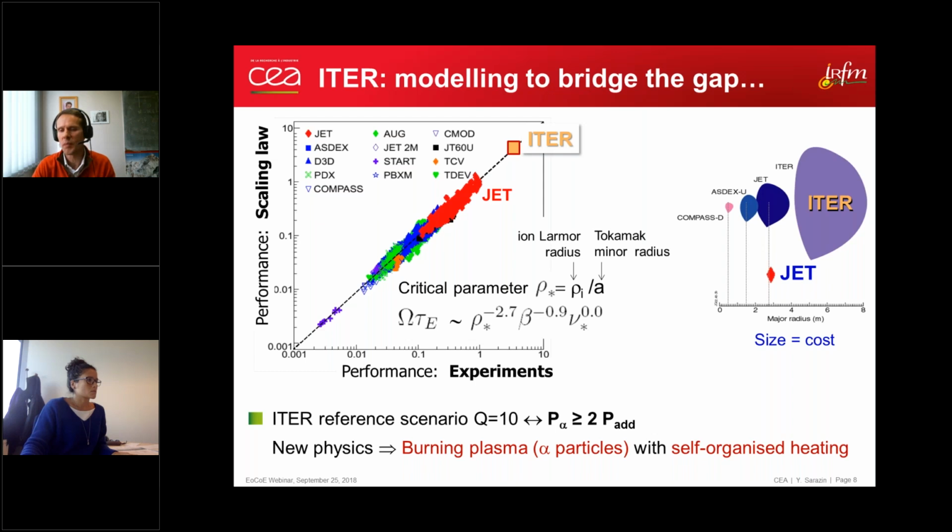From this, you can extract the value of some dimensionless parameters, which are rho star, beta, and nu star, for instance. But there are several others: the safety factor, the ratio of the major radius to the minor radius. Then you plot all the energy confinement time data that you have in these various machines. So it's a cloud of points.